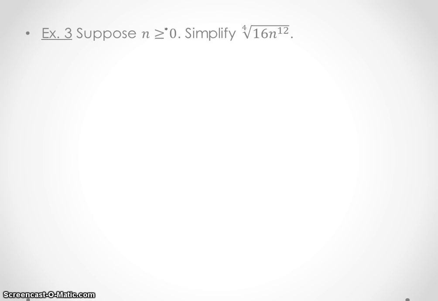Okay, again, suppose n is bigger than or equal to 0, meaning it's positive. That's all that this means. We're going to simplify this. Last time it didn't get to simplify. This time it does, so we're actually going to do it.